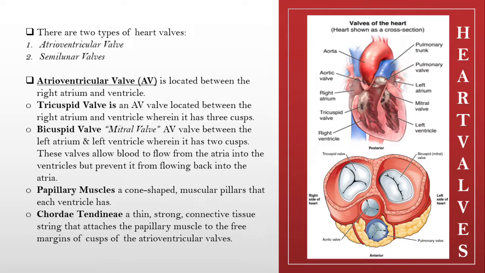the atria. So meron tayong mga muscular pillars that each ventricle has, and it is called papillary muscles. While our chordae tendineae is a thin, strong connective tissue string that attaches the papillary muscle to the free margin of the cusp of the atrioventricular valves.